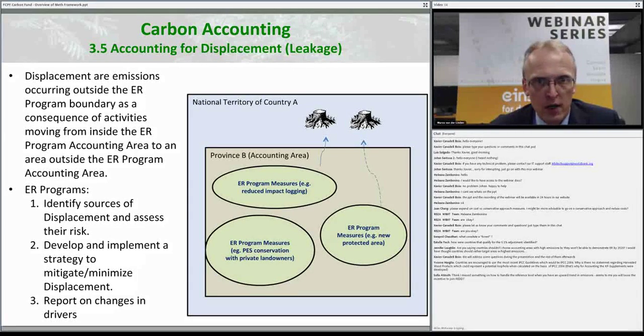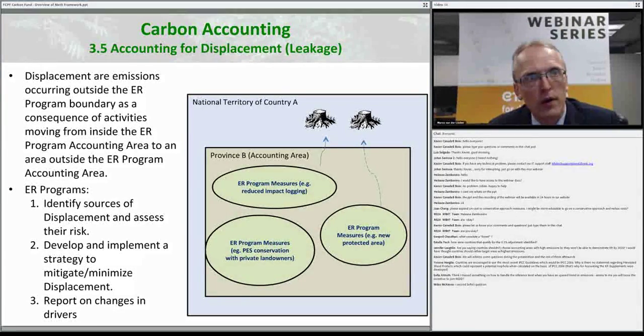So for those of you who are used to working on a sort of project scale, maybe under the CDM or the VCS standard, you had to quantify leakage or displacement and then subtract that. The methodological framework is saying, because we're working at this big scale, it's almost impossible to quantify the effects of displacement. So the emphasis is really on good program design and not so much on trying to quantify it.